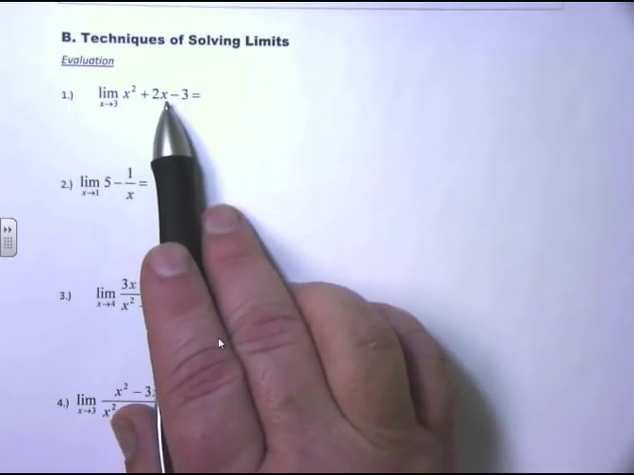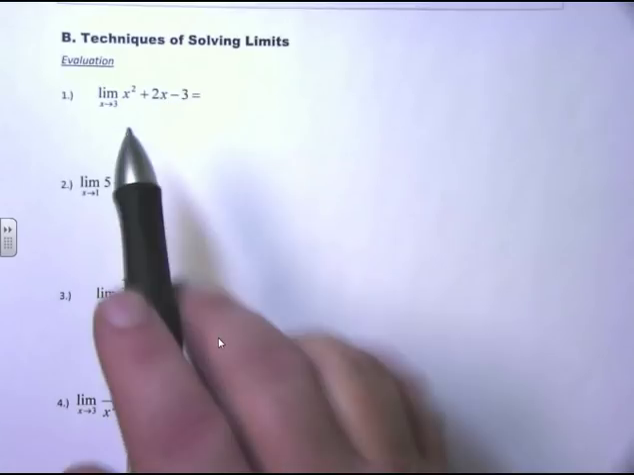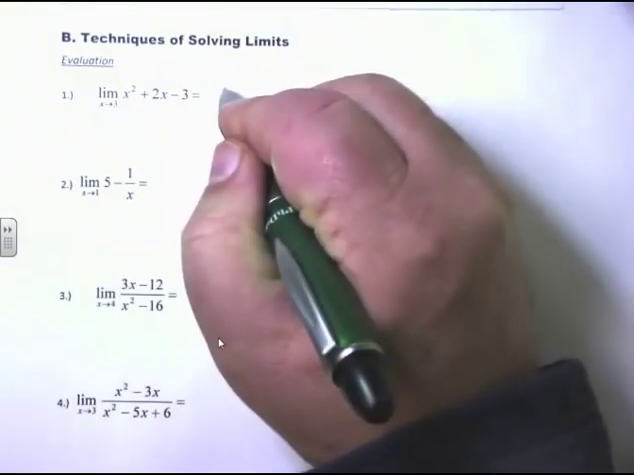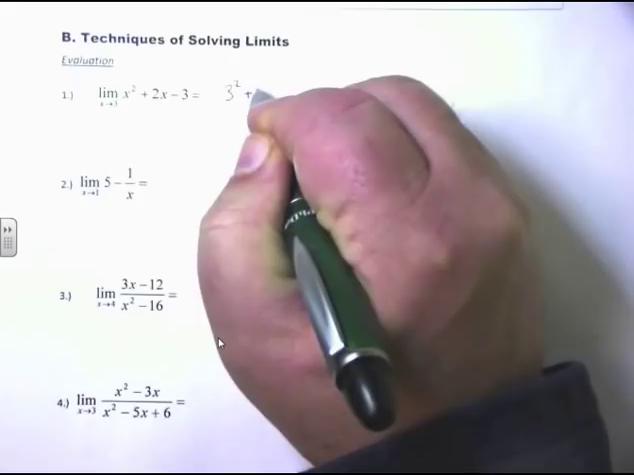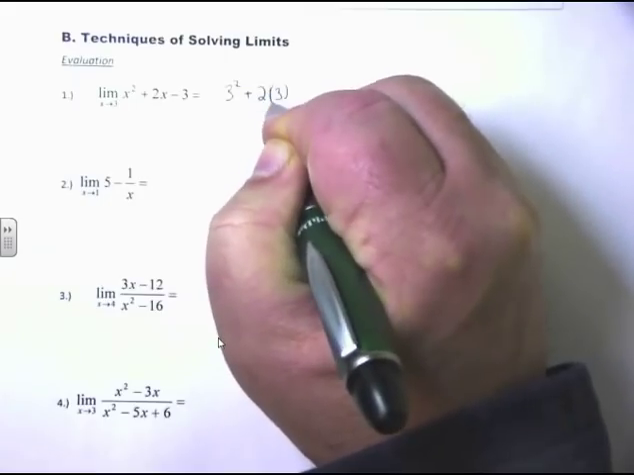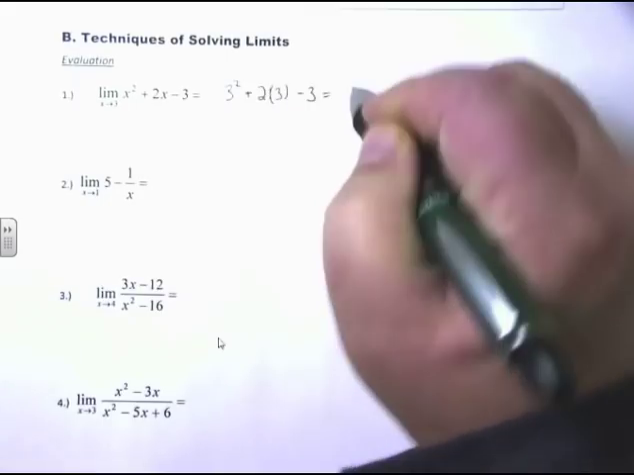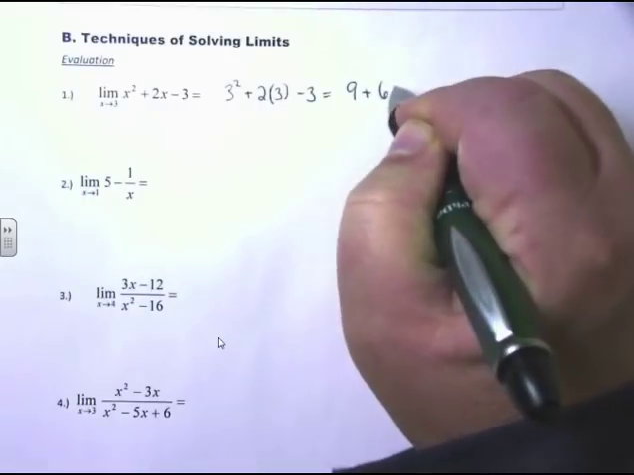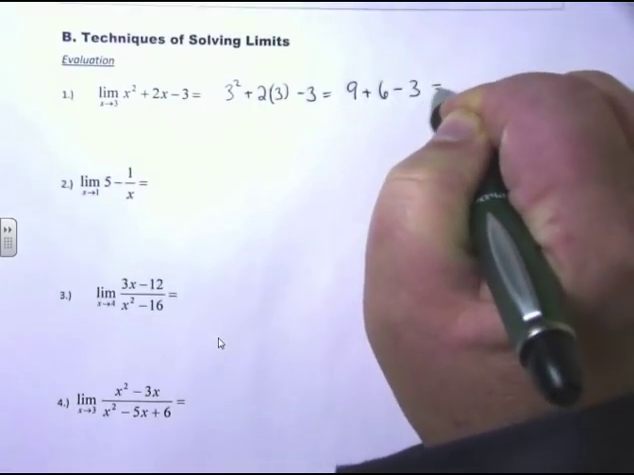If you plug in a number and you get a number, that's the answer. So if I want to plug in 3 in this thing: 3 squared plus 2 times 3 minus 3. Well, 3 squared is 9, plus 6, minus 3. Let's see here.